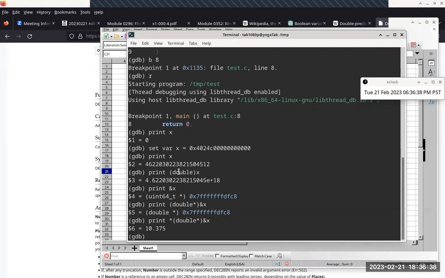Why does double have an asterisk after it? Yes, that one. That is because without this, I'd be casting the address of X into a double. But I want to cast the address of X into an address of a double. So that's why we need this after.